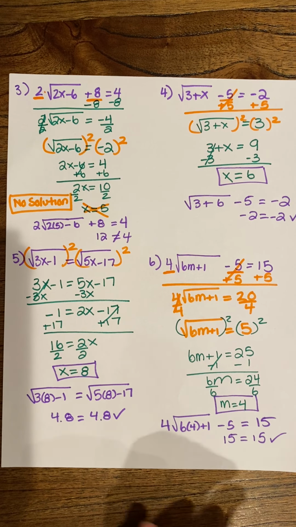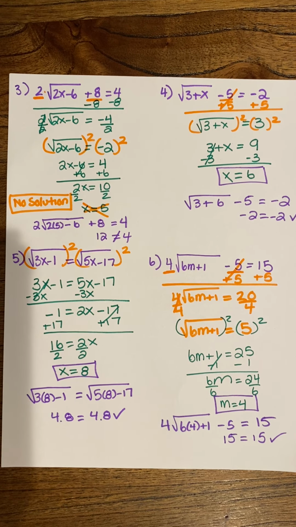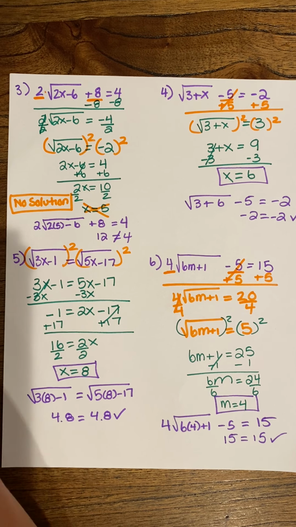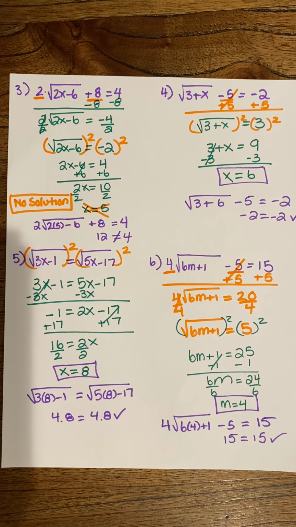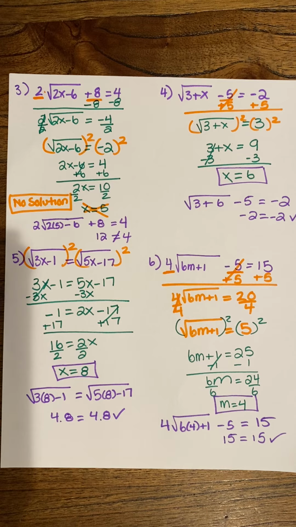So 4 steps, okay, and it's the same 4 steps. Again, if your radical's already isolated, you could skip step 1, but you're always gonna have to square both sides. You're always gonna have to solve the resulting equation, and you are always gonna have to check your answer. Okay, that's it for today.